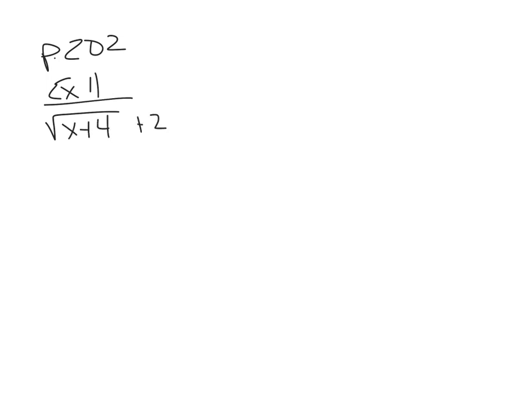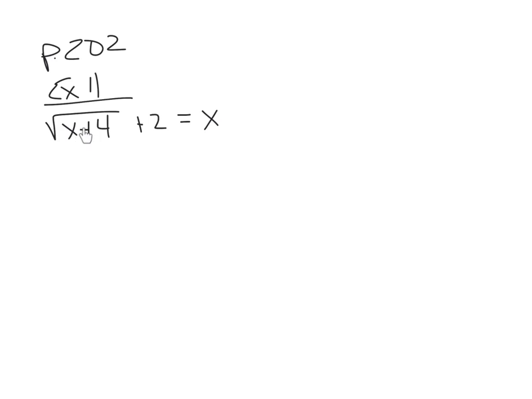Okay, we're starting on page 202. This is example 11. It says the square root of x plus 4, and then there's a plus 2 that's not under the root, equals x.